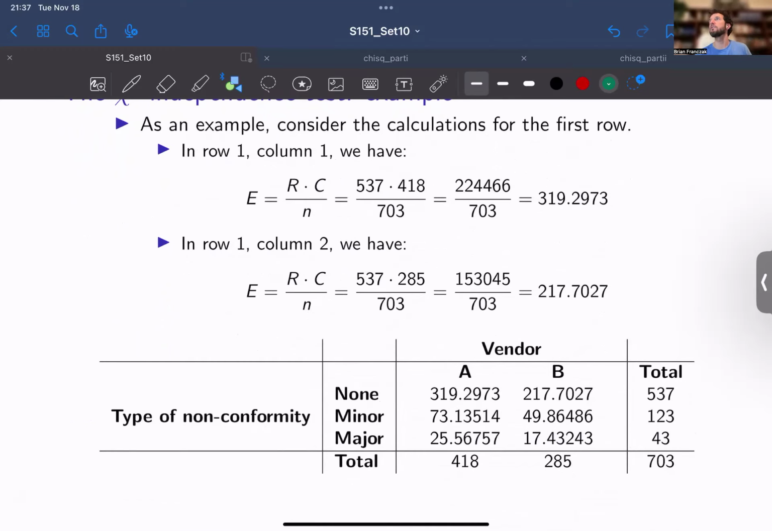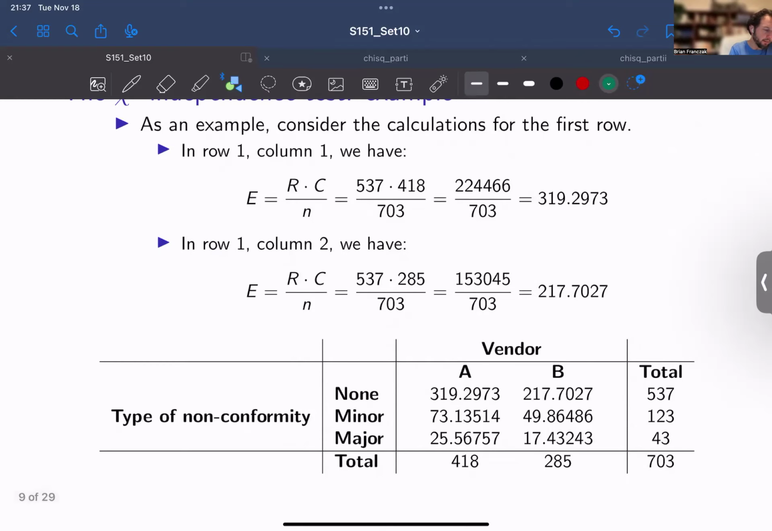And then if we wanted to do this for row 1, column 2, it's the same pattern. Basically, we are just taking the row total for whatever the entry is, multiplying by the column total for whatever the entry is, and then dividing by the sample size. And so that's the pattern that we are using throughout the calculation of the expected values for an independence test, right?